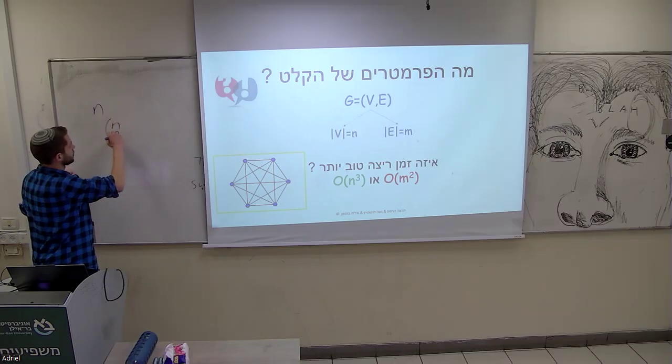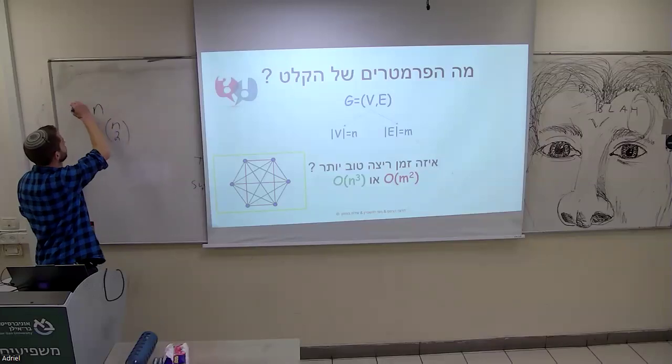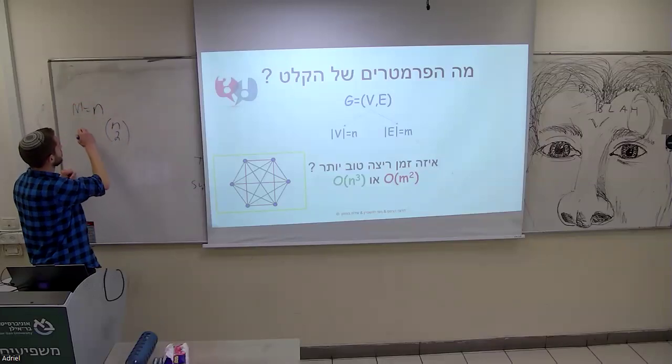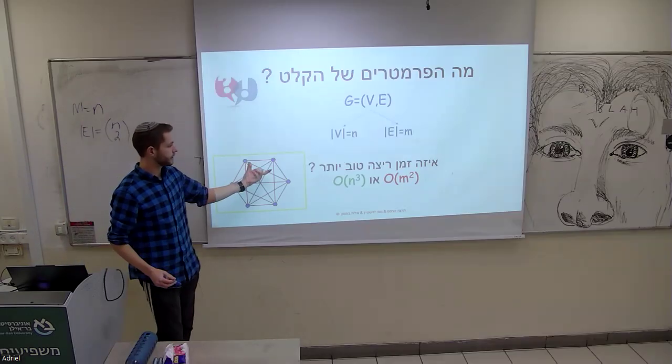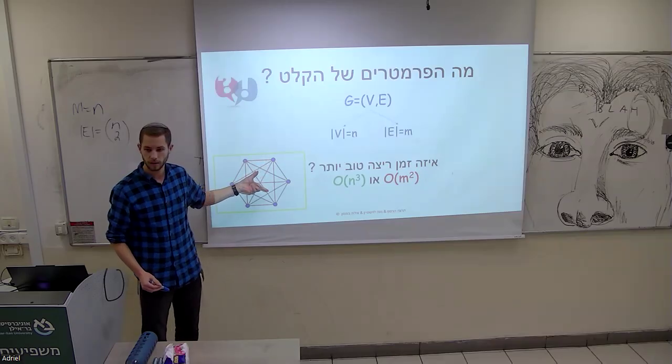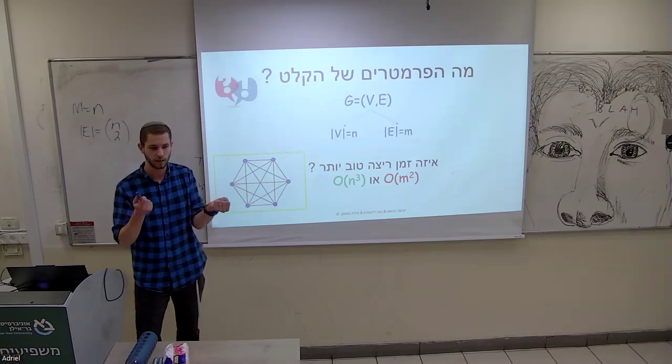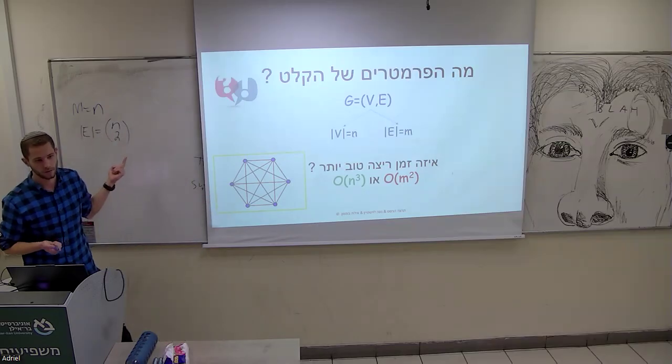N choose 2. Why N choose 2? If we have V equals N, then E for a full graph equals N choose 2. Why? Because if you take any two vertices, you have an edge between them. And how many different possibilities do you have to take two different vertices? N choose 2.